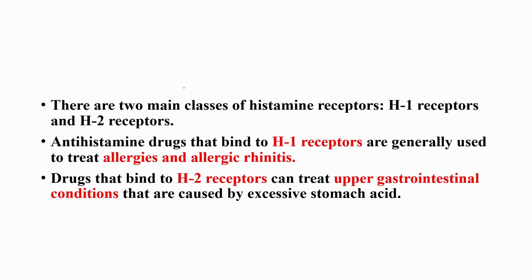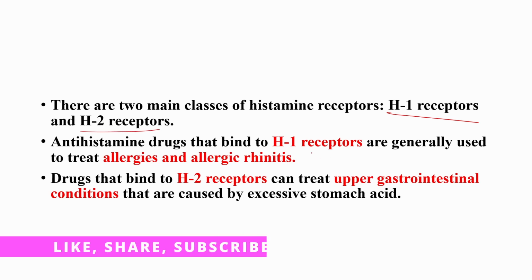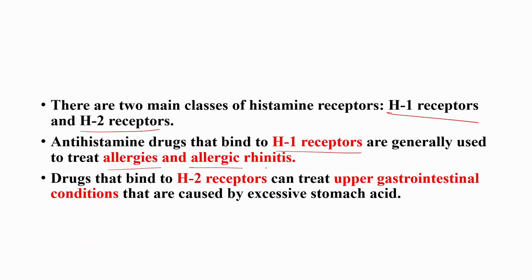So there are mainly two types of histamine receptors, H1 and H2 receptors. The antihistamine drugs that bind to H1 receptors are generally used to treat allergies and allergic rhinitis. So specifically, H1 antihistamines are the drugs used to treat the allergic symptoms. And there are other histamine receptors, H2 receptors.